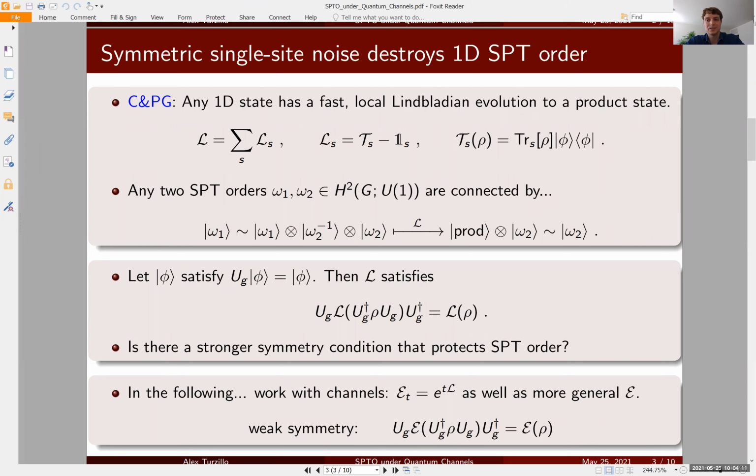This is a channel that's acting site by site as a tensor product. The direct analog of the normal symmetry condition is just to say that this operation commutes with the symmetry. And in this case, it actually does. So the naive symmetry condition doesn't save us. According to this equivalence relation, there really are no SPT phases. So what I want to try to do in this talk is introduce a stronger symmetry condition that does in fact preserve SPT order.